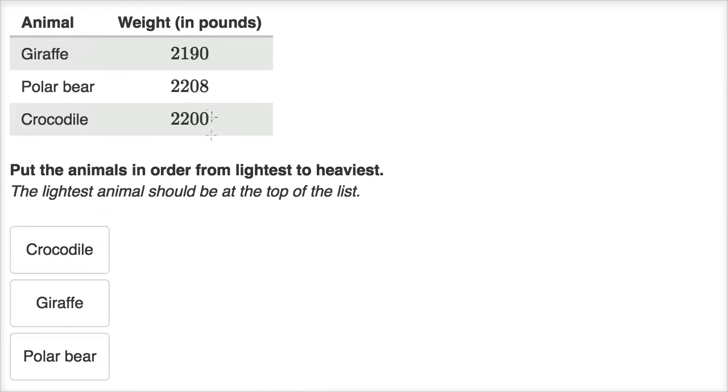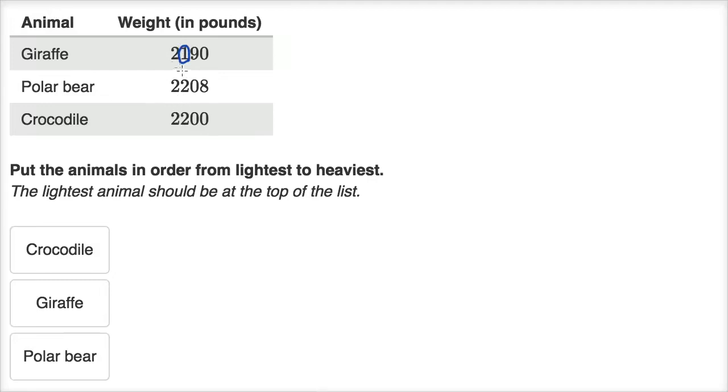So let's just think about these weights. Let's first actually pause the video and try to solve it on your own. All right, so if we first look at the thousands place, remember we started at the largest place value. They all have exactly 2 thousands. So now we move on to the hundreds place. Both the polar bear and the crocodile have 2 hundreds, but the giraffe only has 100. So the giraffe is the lightest. And remember, we're ordering from lightest to heaviest, because this has the least number of hundreds.